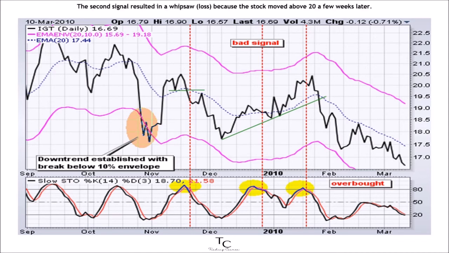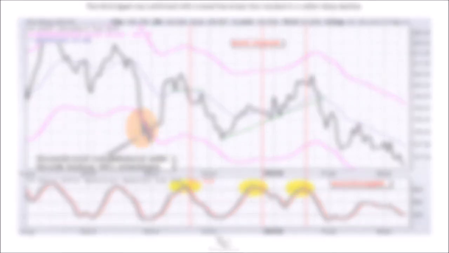The second signal resulted in a whipsaw loss because the stock moved above 20 a few weeks later. The third signal was confirmed with a trend line break that resulted in a rather sharp decline.